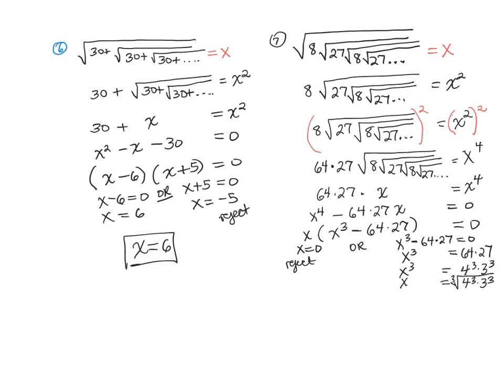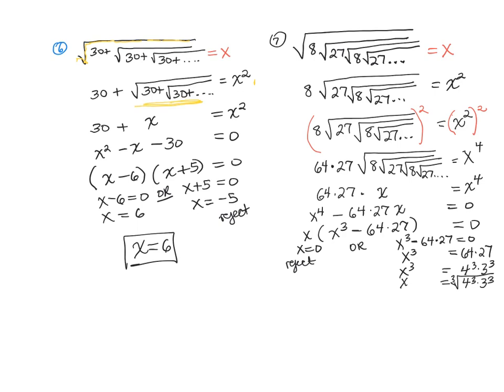Okay, so I've written out the problems for you. Number 6 is just like the previous problem. We have the square root of 30 plus the square root of 30 plus the square root of 30, etc. We set it equal to x. We square each side. Notice that this top radical disappears, and we're back to x here.